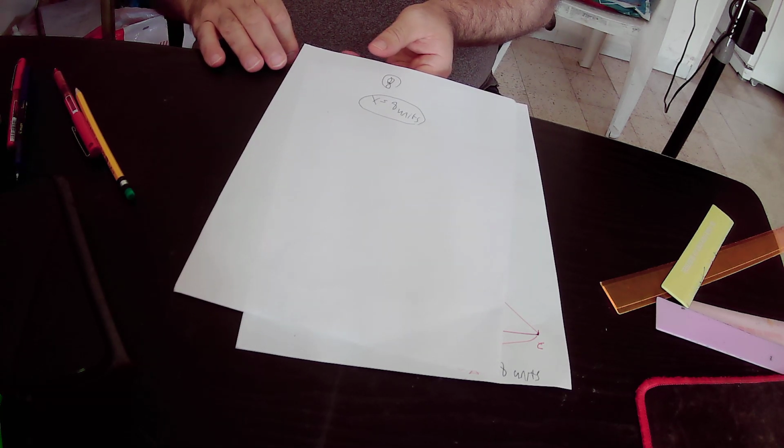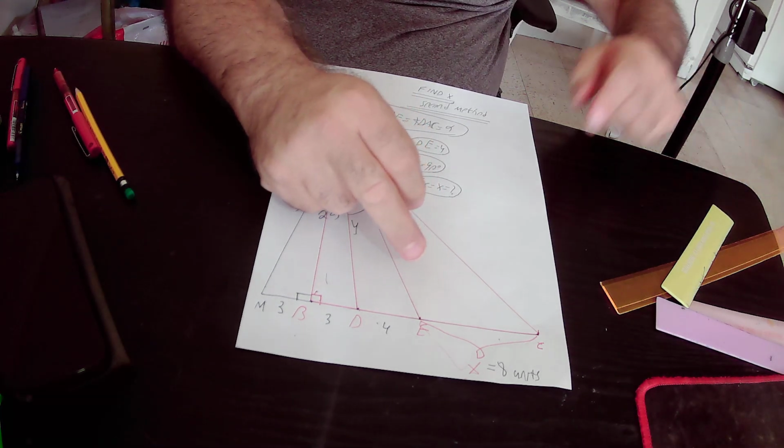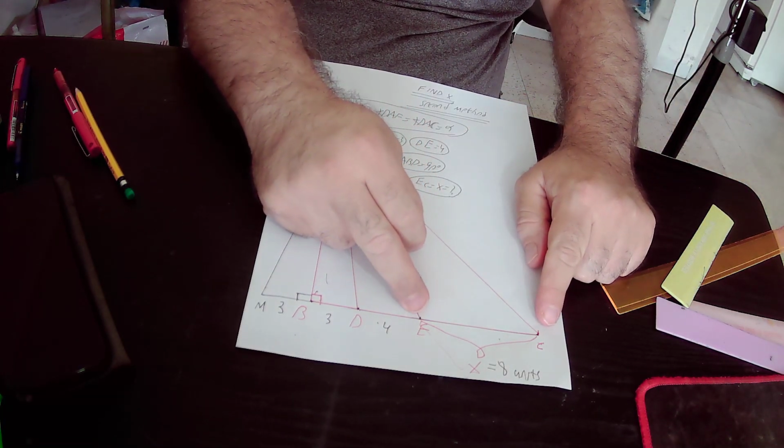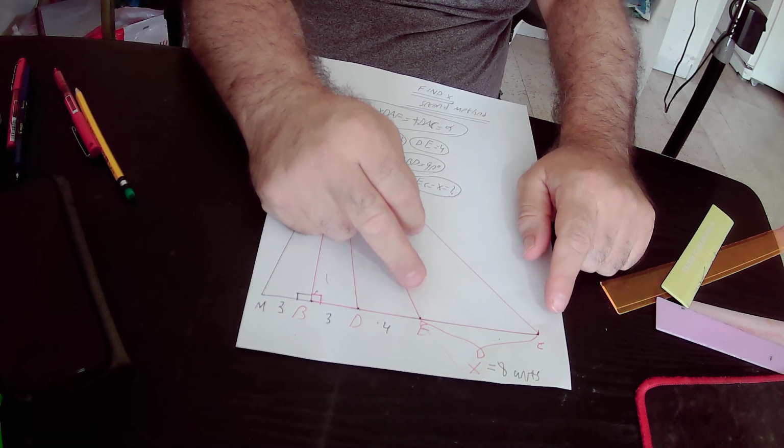So we found in both methods that the value of X is 8 units. The value of X, which is actually EC, is 8 units.